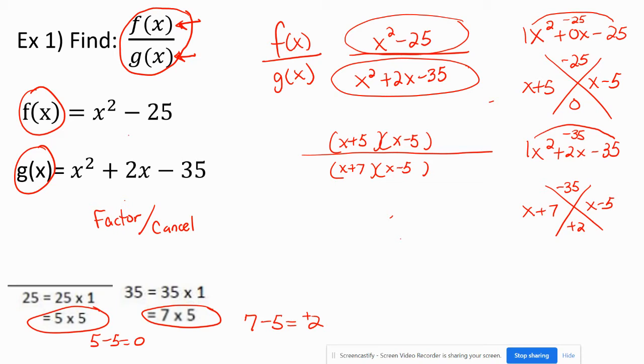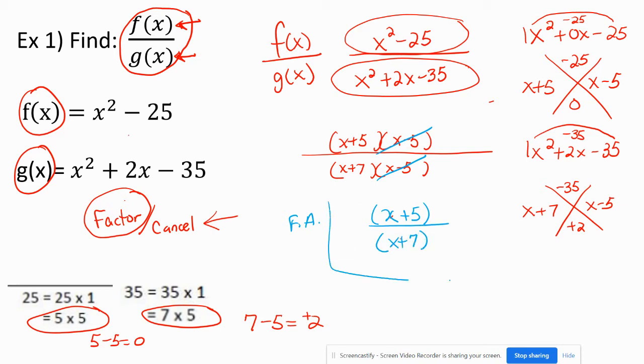And then the next step after we factor is we have to go ahead and cancel. If something in the top matches exactly with the bottom, then we cancel. So x minus 5 over x minus 5 cancels. And then our final answer is just what's left. So x plus 5 on the top and x plus 7 on the bottom is our final answer.